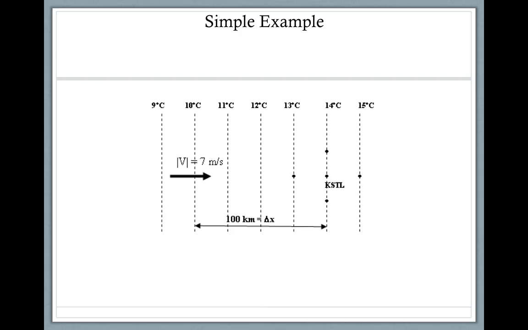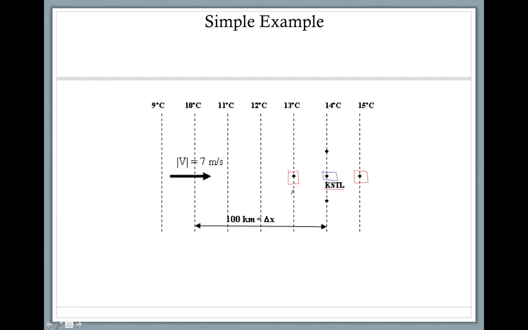And so here's a simple example. If we are ultimately looking at making a forecast for St. Louis, we're going to know that our wind is advecting at 7 meters per second from west to east. Our distance here, delta x, is 100 kilometers. And so two important grid points for us are this grid point to the west, and this grid point to the east of the point that we are trying to forecast, which is right here at St. Louis.